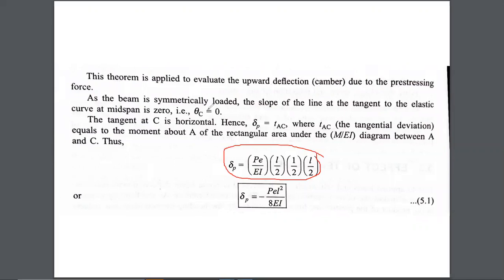As the beam is symmetrically loaded, the slope of the tangent to the elastic curve at midspan is 0. That means theta C is 0. Obviously, in a simply supported beam, deflection is maximum at center, and at that point slope is 0. The tangent at C is horizontal. Hence, delta P is equal to tAC, where tAC is the tangential deviation, equal to the moment about A of the rectangular area under the M divided by EI diagram.